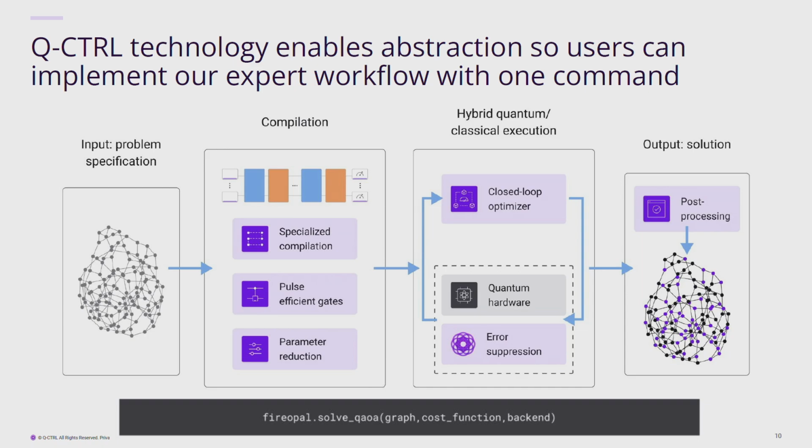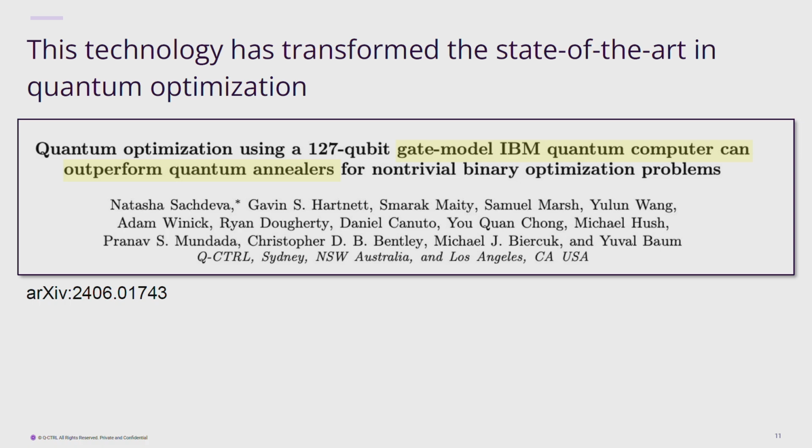Now, again, in the same spirit that we want to make those things accessible to the end user, we put this into a single function in that product in FireOpal, so you just have FireOpal solve QAOA. You can input a graph that you want to solve, then you design your cost function, and with that you can just execute and, again, abstract away the technicalities inside.